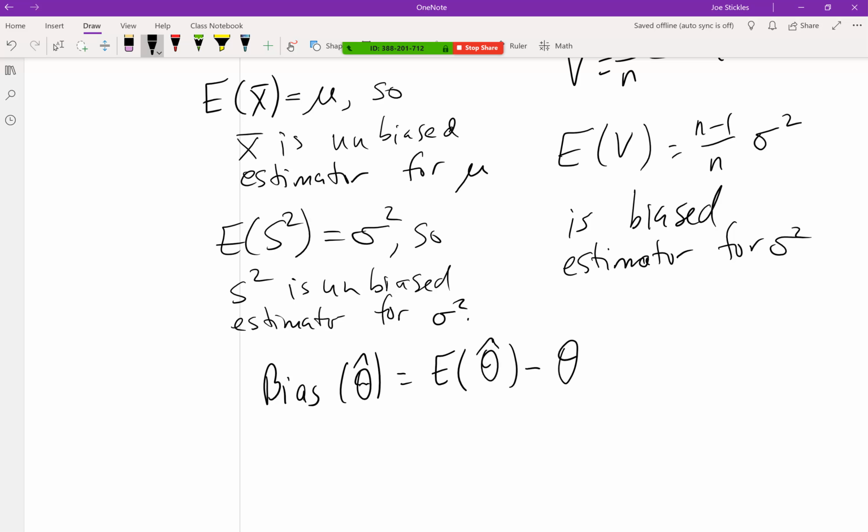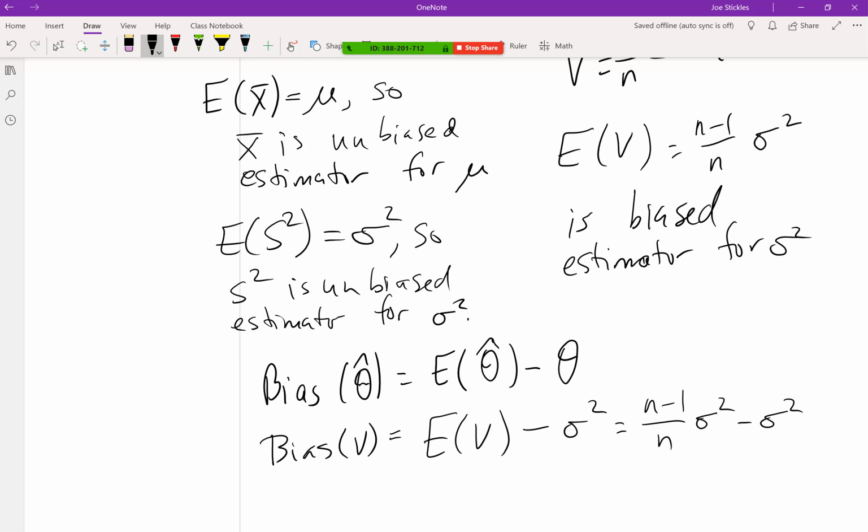If you wanted to know the bias of this V, that bias is going to be the expected value of V minus sigma squared. We just said the expected value of V was (n minus 1)/n times sigma squared. And if we take the difference between those two, you'll get minus sigma squared over n. So that's how we calculate bias.